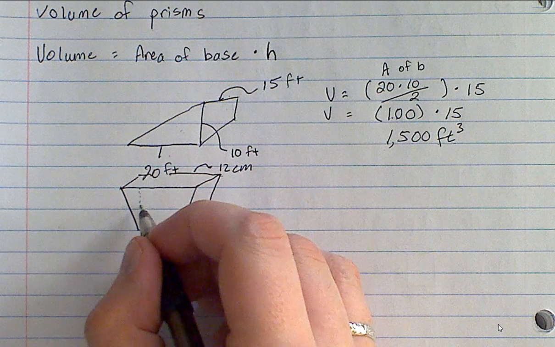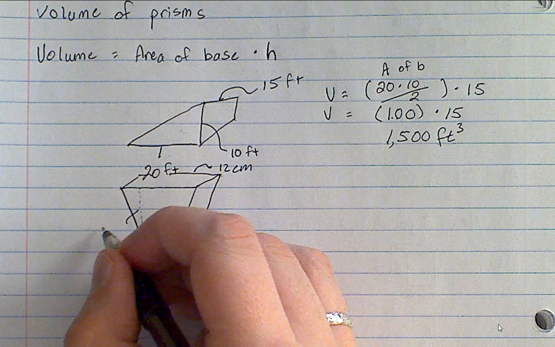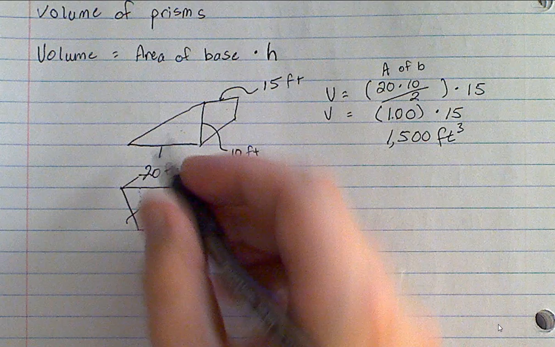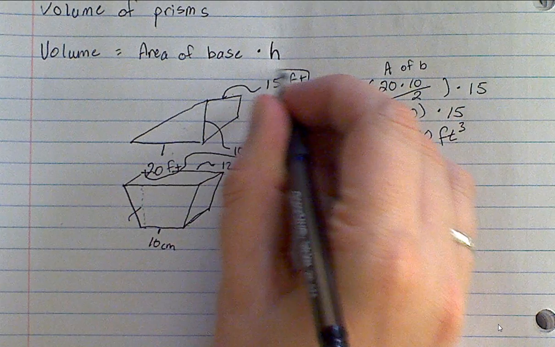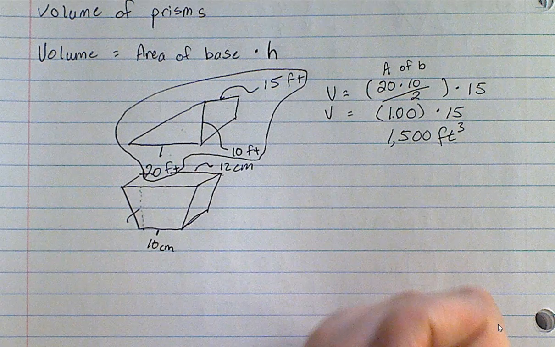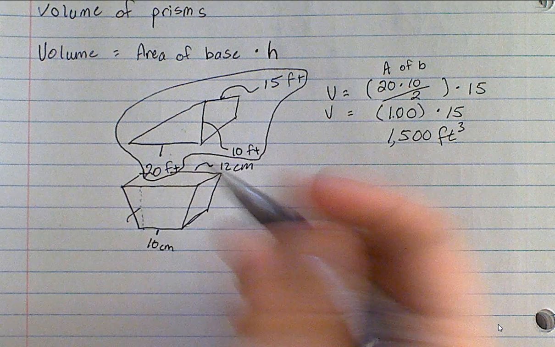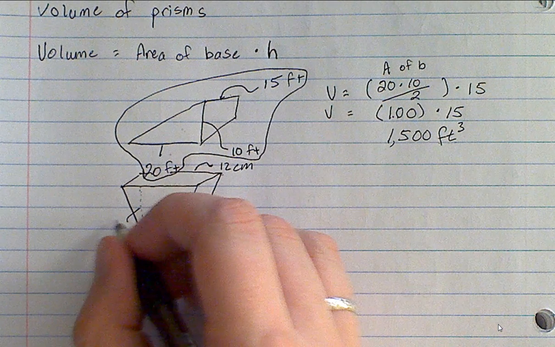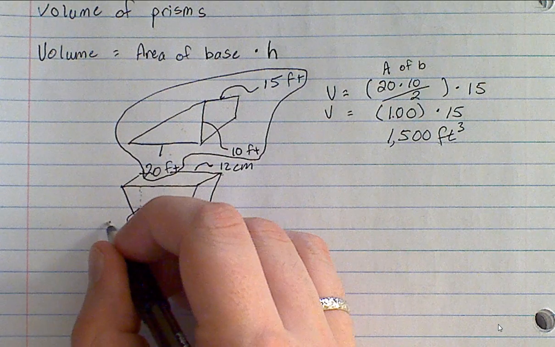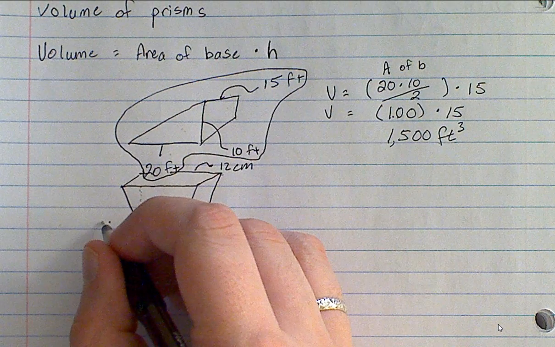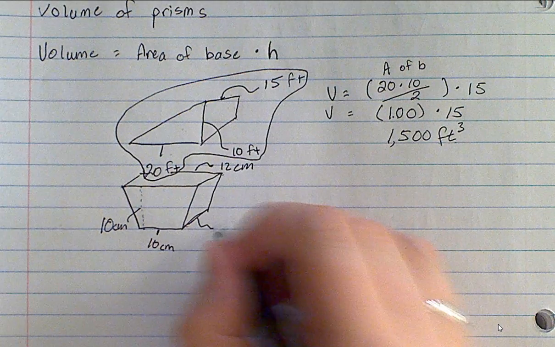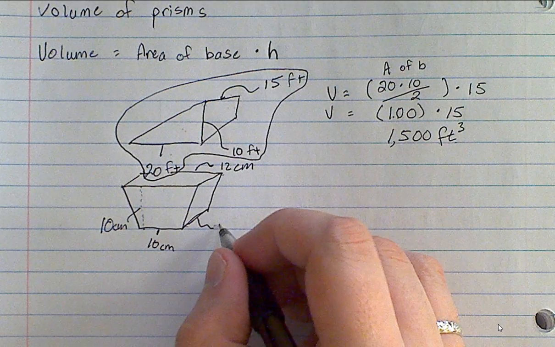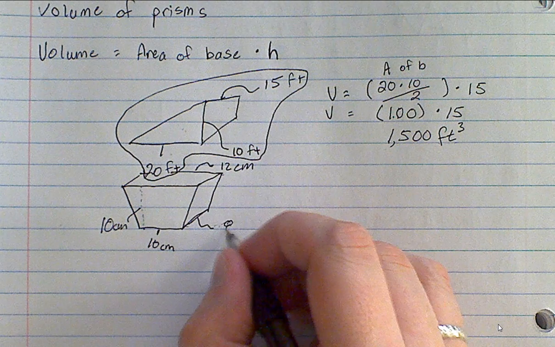The height of the trapezoid, I'm going to call... 20 for the triangle? Yeah, this 20 goes with the triangle, not with the trapezoid. I drew my trapezoid too close. I'm going to say that the height of this is, we'll go 10 centimeters. And then how long it is is going to be 8 centimeters.